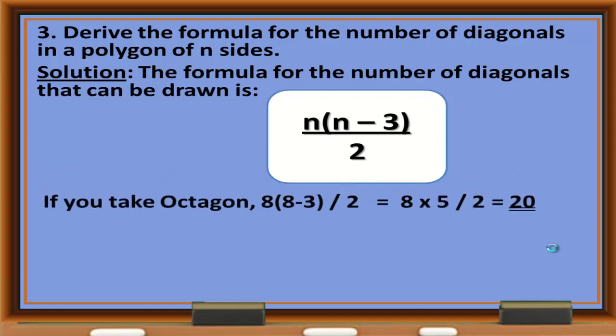Let's take octagon. For octagon, the number of sides is 8. Then, in order to find the number of diagonals in octagon, 8 times in bracket 8 minus 3, over 2. 8 minus 3 is 5. 5 times 8 is 40. 40 divided by 2 is 20.